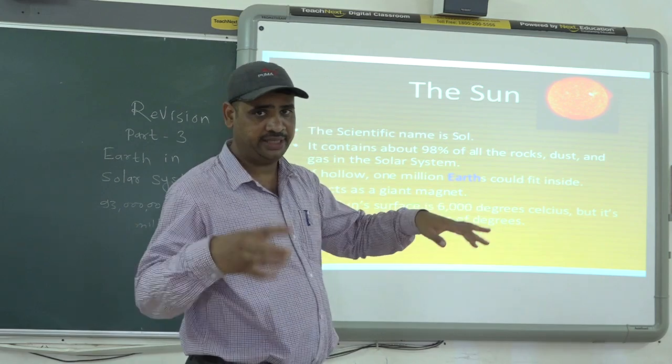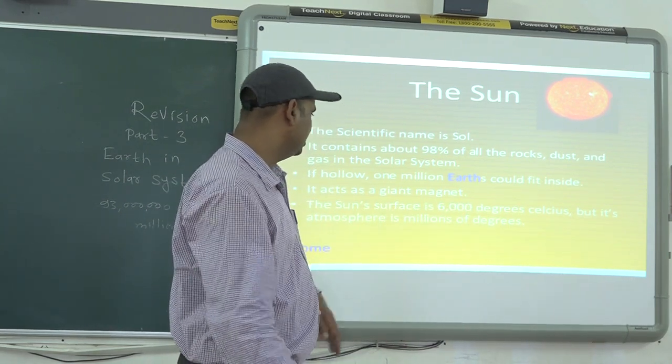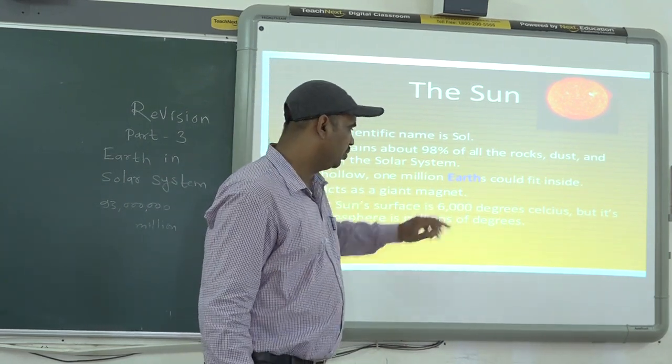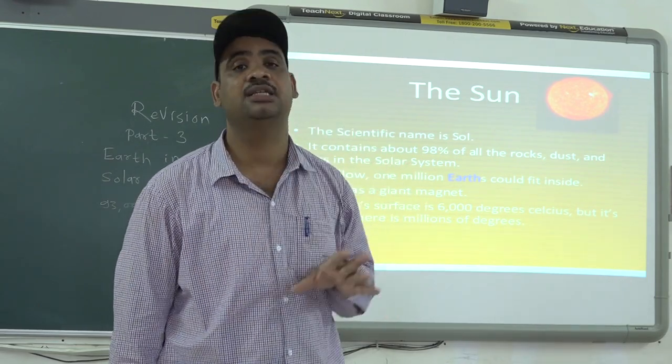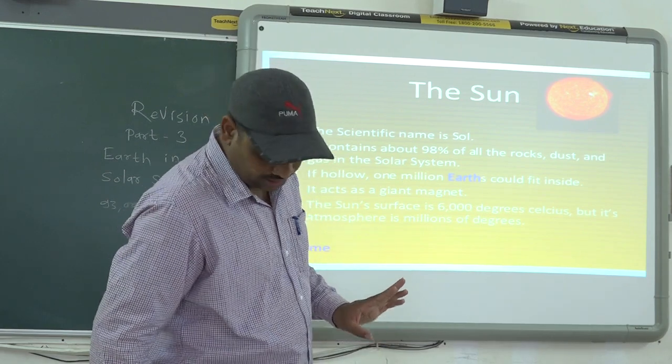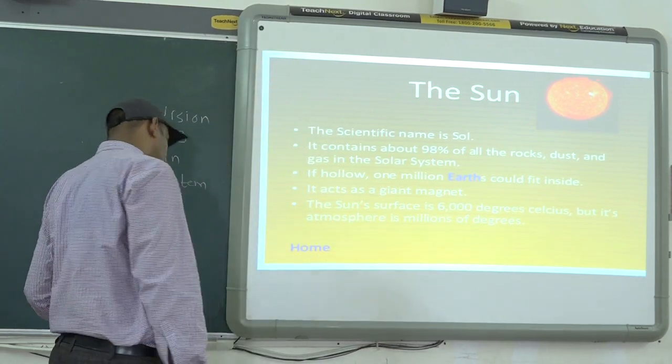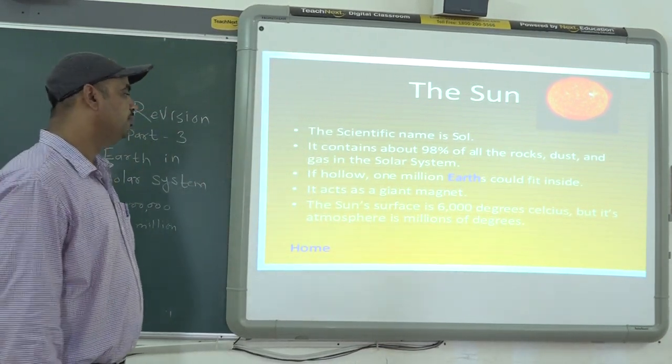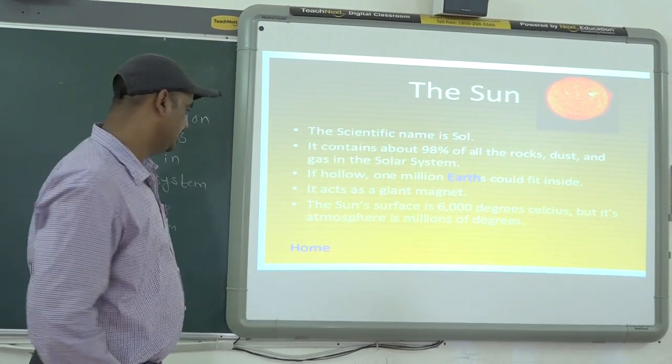It is a giant magnet. It has magnetic power. The surface temperature of the sun is approximately 6,000 degrees Celsius, but its atmosphere is millions of degrees Celsius.